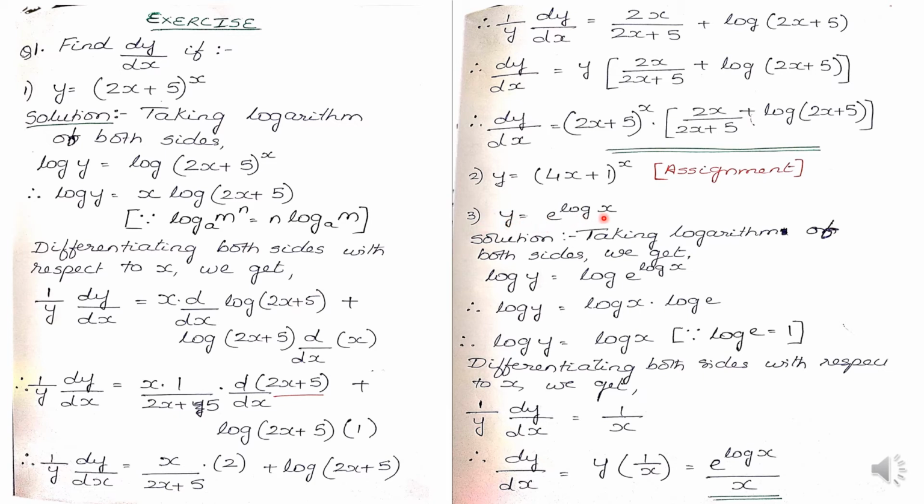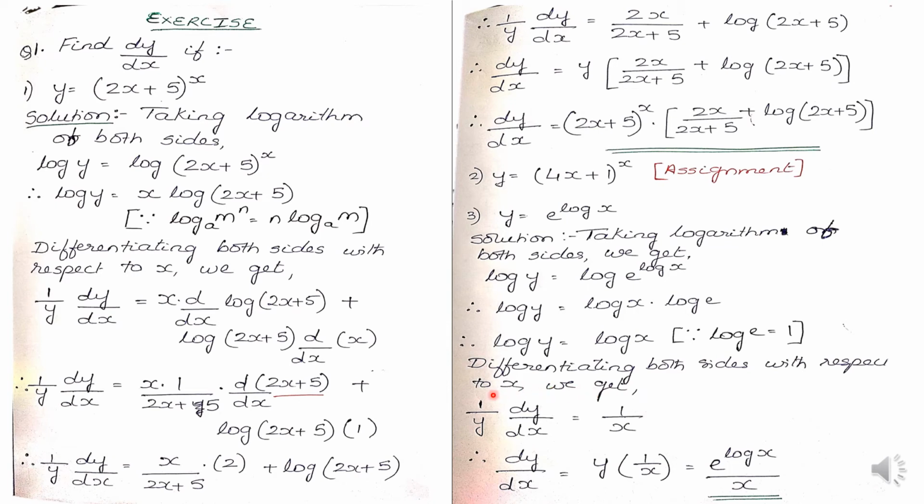Now the third question, y is equal to e raised to log x. Again the steps are same, taking logarithm of both the sides. We get log y is equal to log e raised to log x. As you know, log x can be written to the side. So we get log y is equal to log x into log e. In the next step, log y is equal to log x because log e is 1. So we only get log x. This becomes simpler, isn't it now?